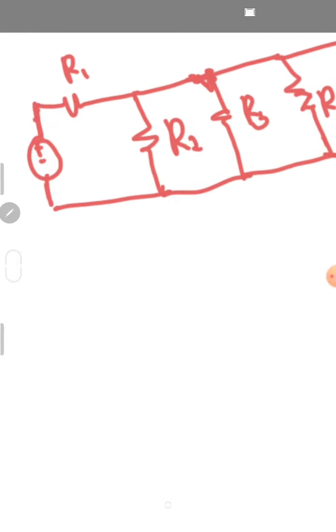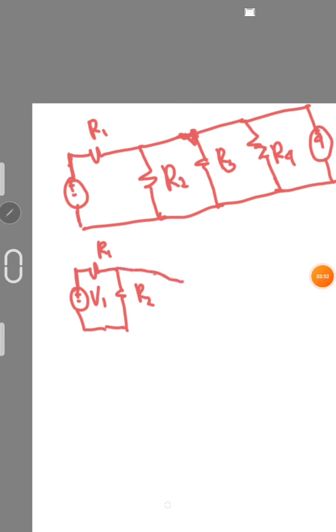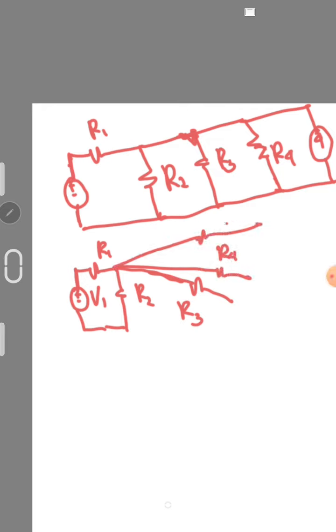So, this circuit can be rewritable into this circuit. So, we have our positive, negative, V1, and then we have our R1. Okay? And then we have our R2. Pwede ko ngayon i-write to ng ganito. Yan. May R3. May R4. May R5. And of course, may current. This can be rewritable into this.